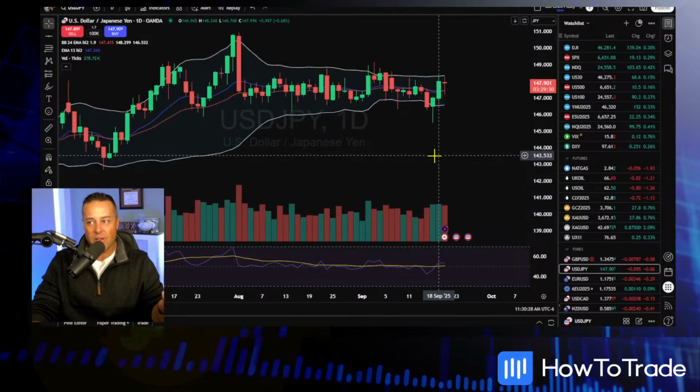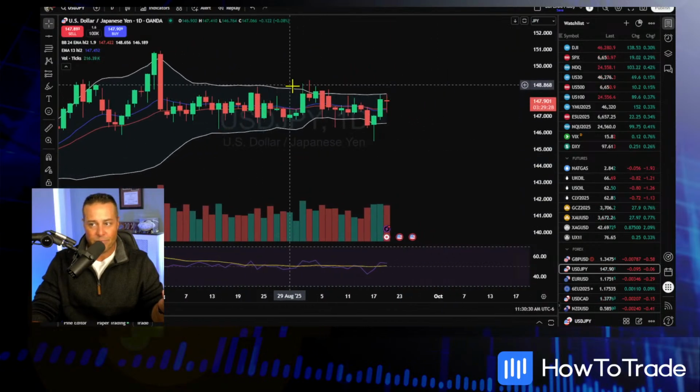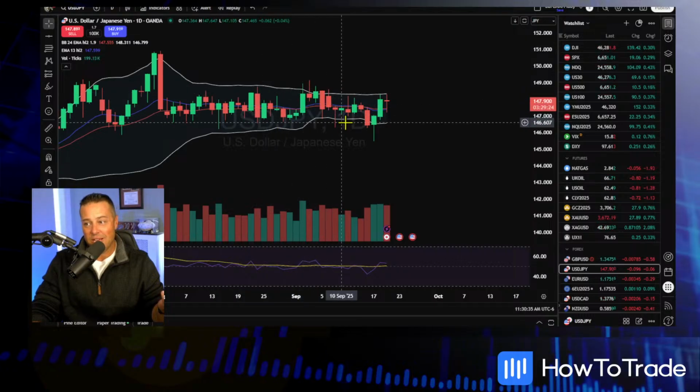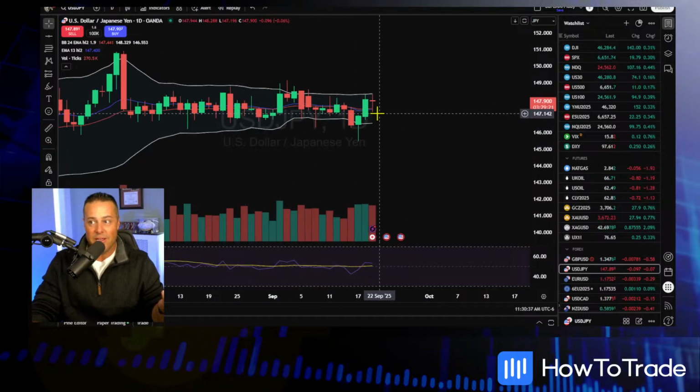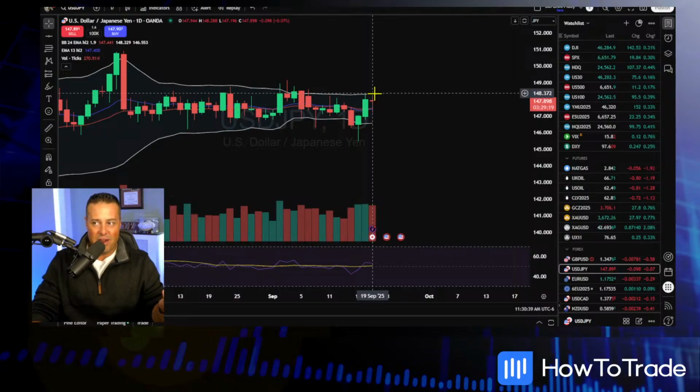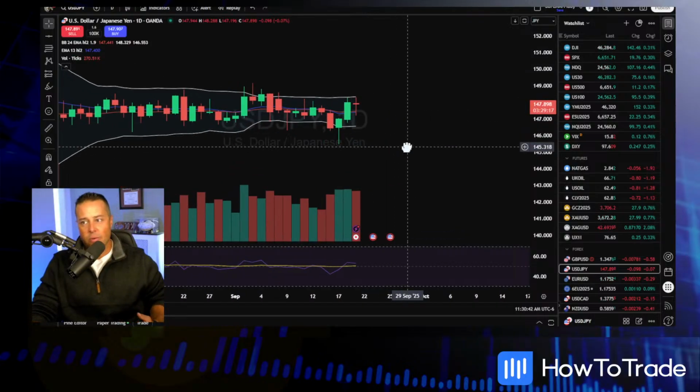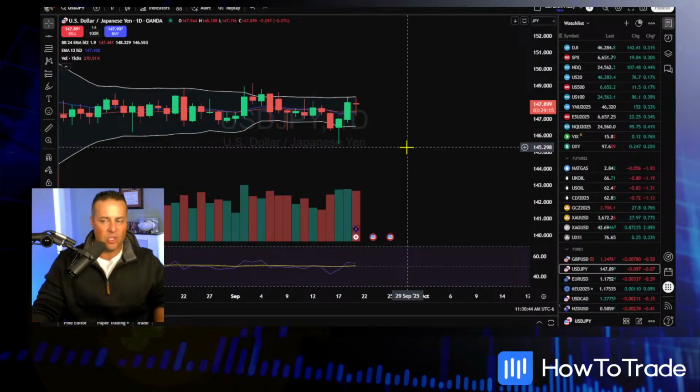Take a look at our Bollinger Bands that we have here. We talked a lot about these things when they get parallel. Sometimes you just sell the top and buy the bottom. That's exactly what we're seeing today. Had a little bit of a sell-off here, had a little bit of a rally, and now we've got a doji. So nobody really knows what to make of the Japanese yen at this point.